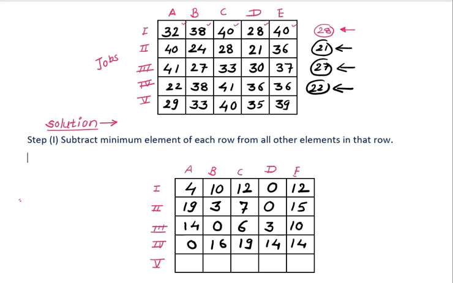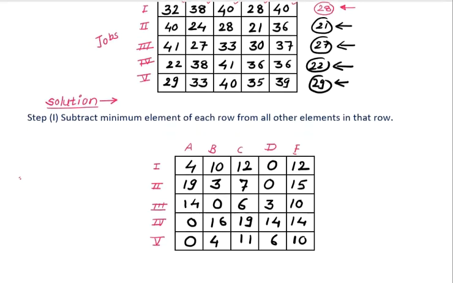The smallest number in the fifth row is 29. So subtract 29 from all the entries in the fifth row. We get 29 minus 29 equal to 0. 33 minus 29 is 4. 40 minus 29 is 11. 35 minus 29 is 6. And 39 minus 29 is 10. So this is step number 1. Now apply step number 2.